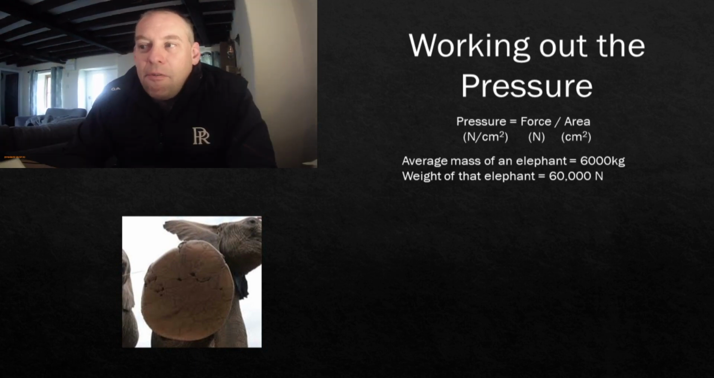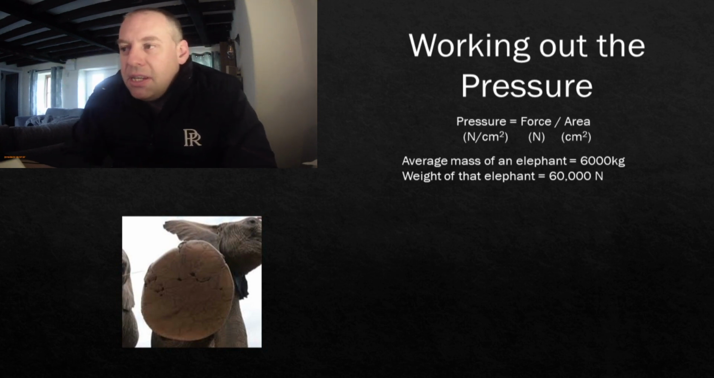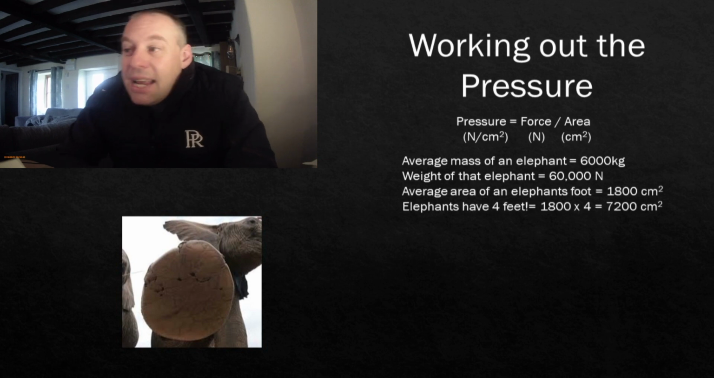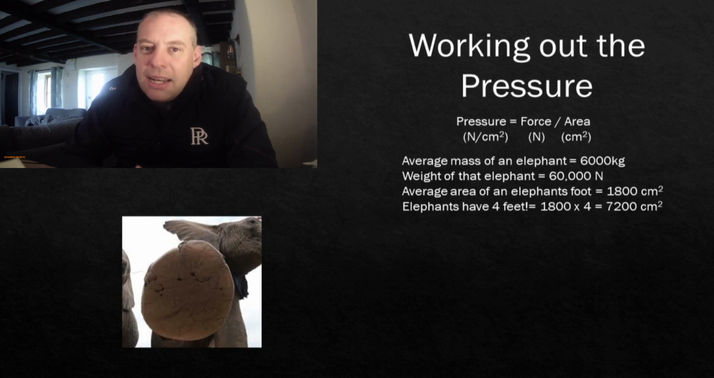And that is a force. It's measured in newtons. It's the pull of gravity on that elephant. So I've got my first figure that I need for my equation. I've got my force. I then researched and it says that the average area of an elephant's foot is 1,800 centimetres squared. That is about 0.18 metres squared.